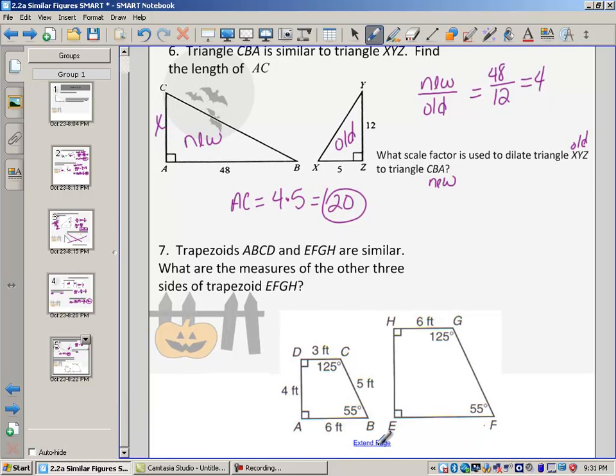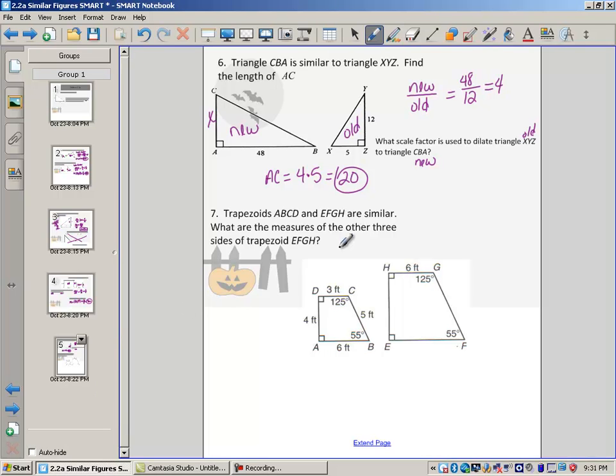Last question. Trapezoids ABCD and EFGH are similar, so these two things are similar. We want to find the measures of the other three sides of trapezoid EFGH. So I want to find all the other missing sides on here. So I want to find this side, and this side. So I have to do this 3 times. So the first thing we're going to do is find the scale factor. New over old. This is the old. This is the new.